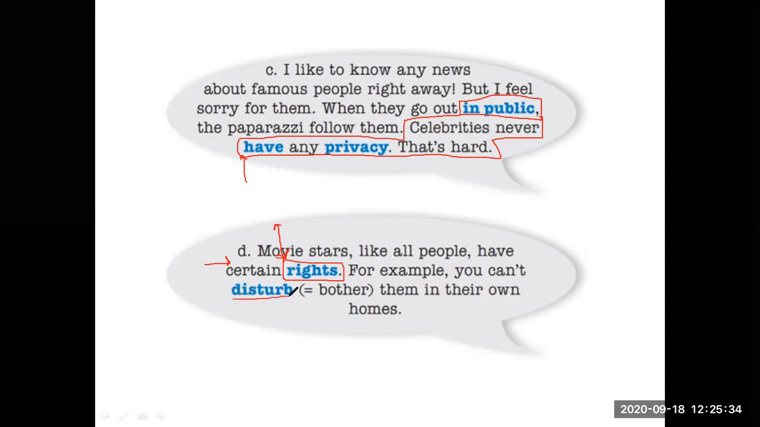Disturb. When you say disturb, it is to bother another person. The same example: if you see Brad Pitt on the street and you want to take a picture, you are disturbing that person. Maybe that person wants to have lunch, maybe wants to watch a movie, maybe wants to be quiet in a park, but you disturb that person, asking to take a picture with you. So that is to bother, to disturb.